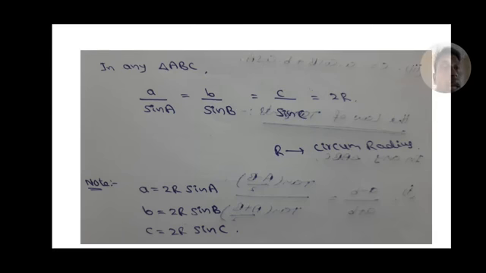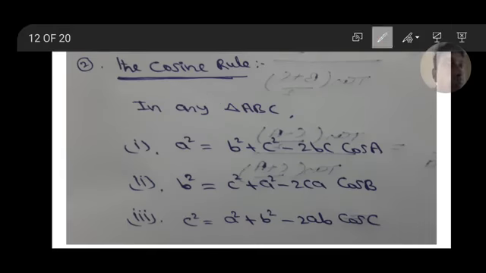Okay, next, the second one, the cosine rule. The first one, the sine rule, is completed. The cosine rule: in any triangle ABC, small a square equals b square plus c square minus 2bc cos A. Small a, b, c are lengths of sides.